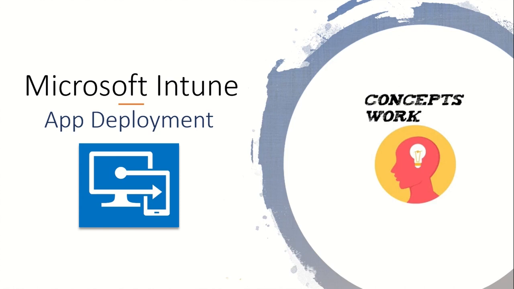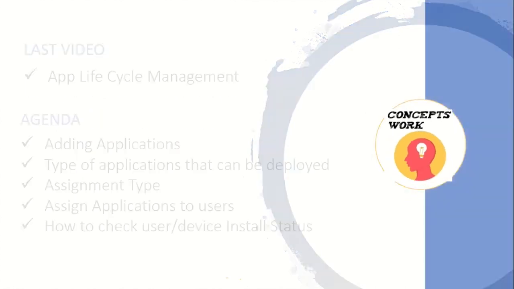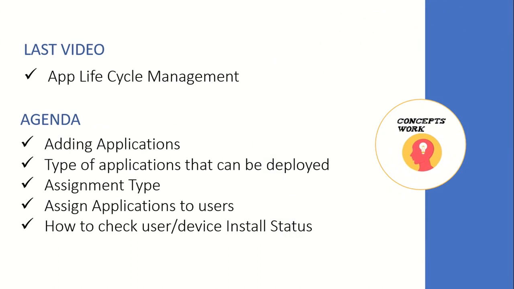And in this video, I'm going to talk about app deployment. Now, if you're watching this series from the beginning, in the last video, we discussed app lifecycle management, whereas the agenda of this video will be knowing how to add applications, what are the different types of applications that can be deployed, what are the different assignment types available, how to assign an application to a specific set of users, and how to check user or device install status.